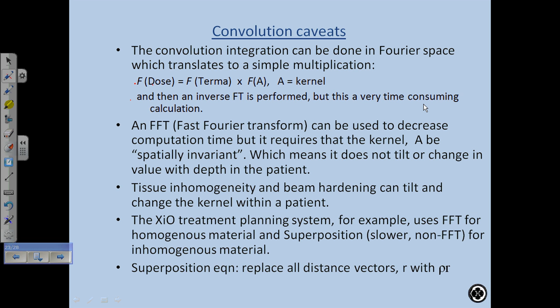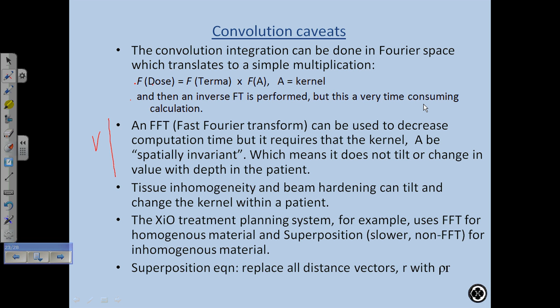Also it can't tilt, so the kernels may tilt at an interface between air and tissue. The kernel might look a little different because the scattering is going to look a little different. So that condition has to hold, that they're not going to change, for this to work. Tissue inhomogeneity and beam hardening can tilt and change the kernel, so that's a problem. The x-ray treatment planning system, for example, uses FFT for homogeneous material and superposition for non-homogeneous. So we can satisfy spatial invariance by saying we're only going to use convolution in homogeneous material, or when we consider the patient to be completely homogeneous, and then we're okay. The minute that we start using heterogeneity, we can't use the convolution anymore.